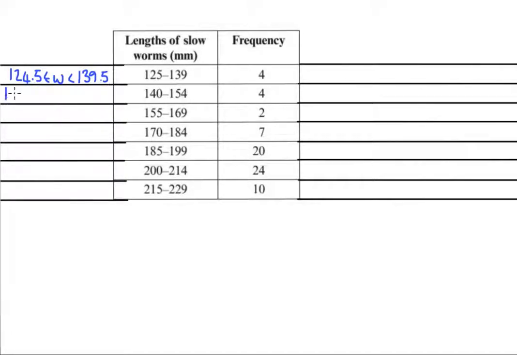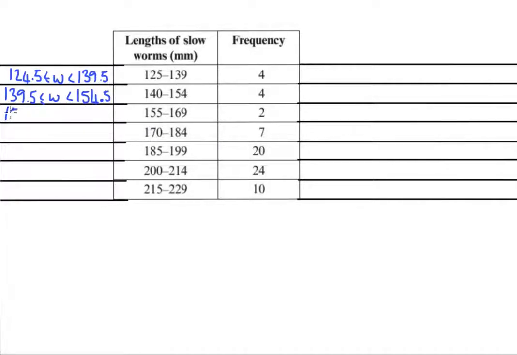The next one should be 139.5 being included up to 154.5, and that way there's no gaps. So if a worm had a length of 139.27, we'd know that it would be in this category, and that's really important for standard deviation and for finding the median as well, which I'm going to do in another video.